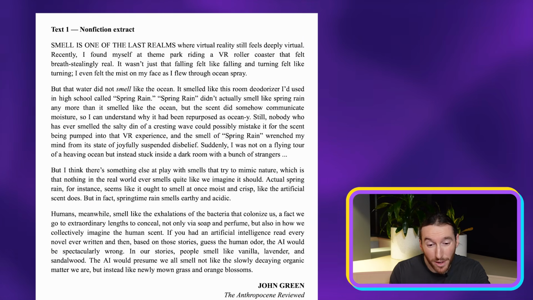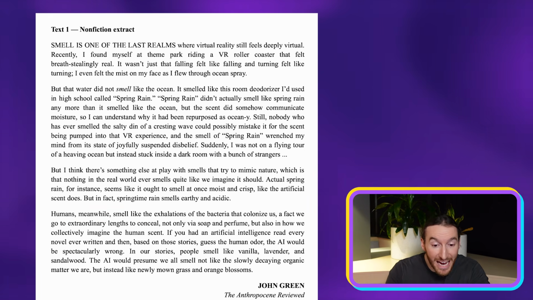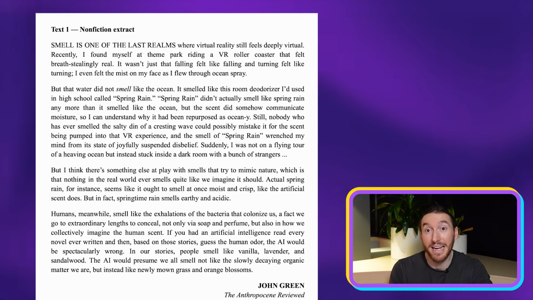So, smell is one of the last realms where virtual reality still feels deeply virtual. Okay, the start of a non-fiction text is often quite important, especially in this case, because it will immediately give you a sense of what the point is in the piece, like what's the key idea in the piece. Here it says, smell is one of the last realms where virtual reality still feels deeply virtual. So already by saying smell is one of the last realms, it's saying smell is unique. If you're the last of something, that's quite rare, that's quite special.